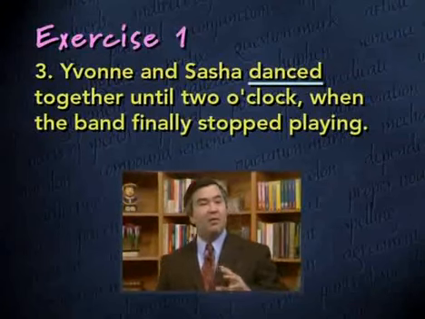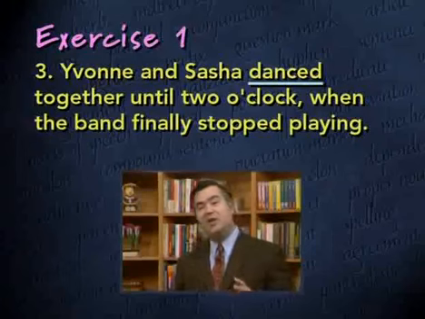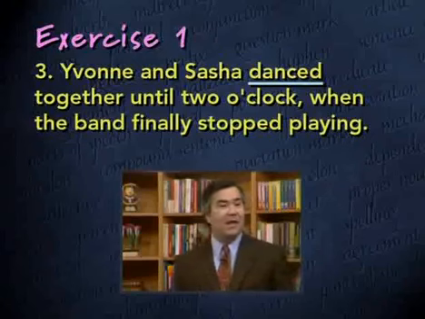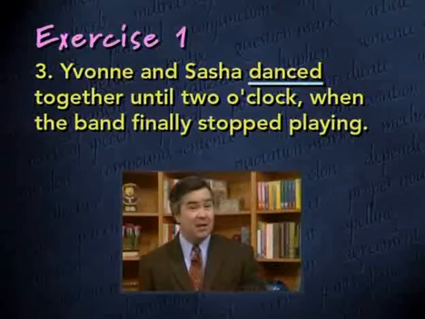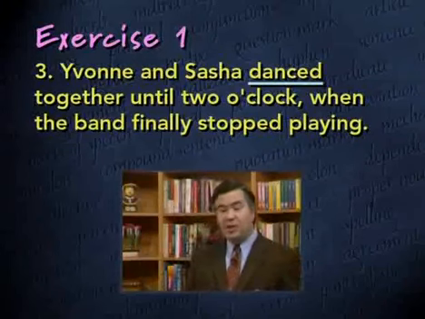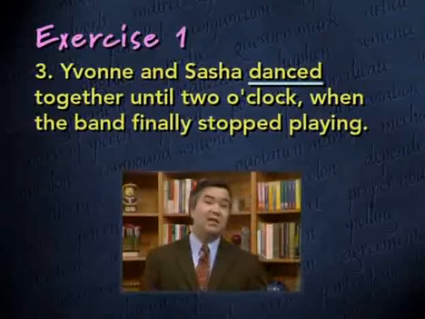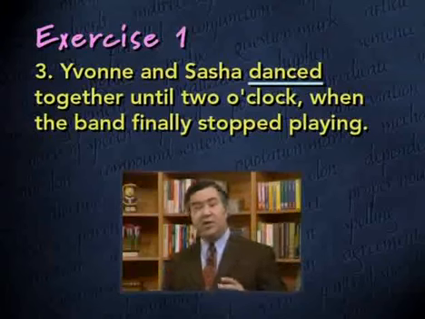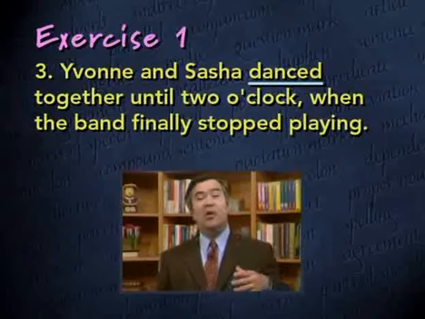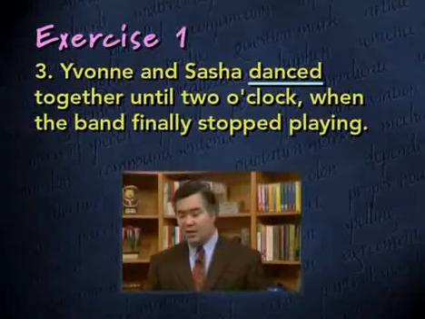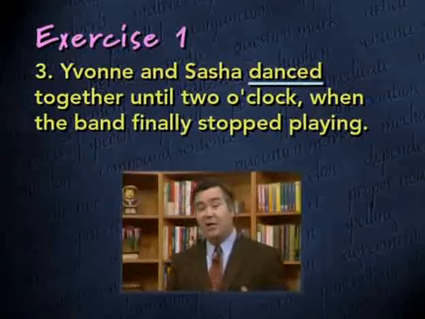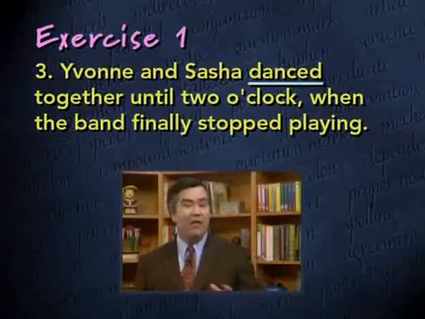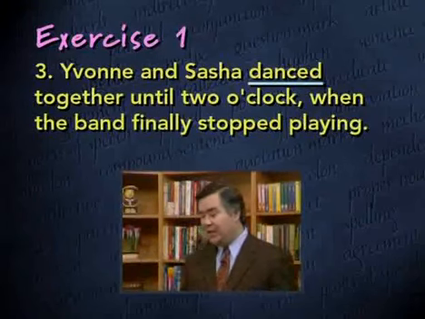Now, does the verb danced here have an object which receives the action of the dancing? That is, are we being told something that Ivan and Sasha danced? Not in this sentence. We're being told that they danced together. That tells us how they danced. And we're being told that they danced together until 2 o'clock, which is a little more information about how they danced. The word together is an adverb because it gives more information about or modifies the verb danced. It tells us how they danced.